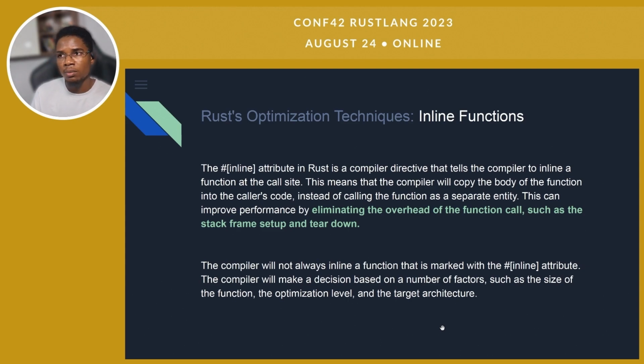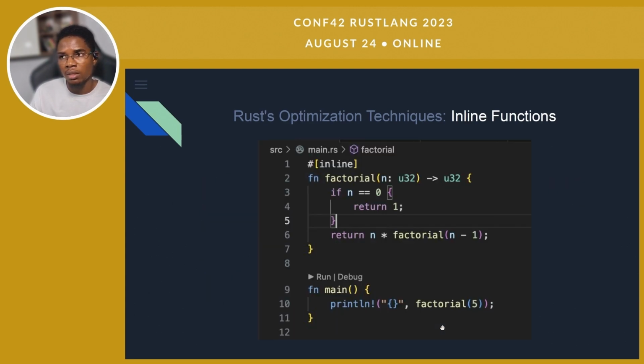The compiler will not always inline a function that is marked with the inline attribute. The compiler will make a decision based on a number of factors, such as the size of the function, the optimization level, and the target architecture.